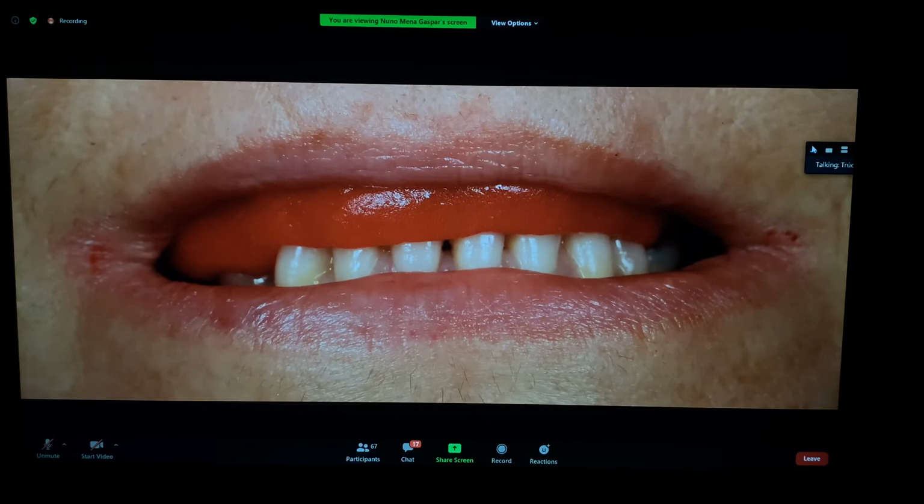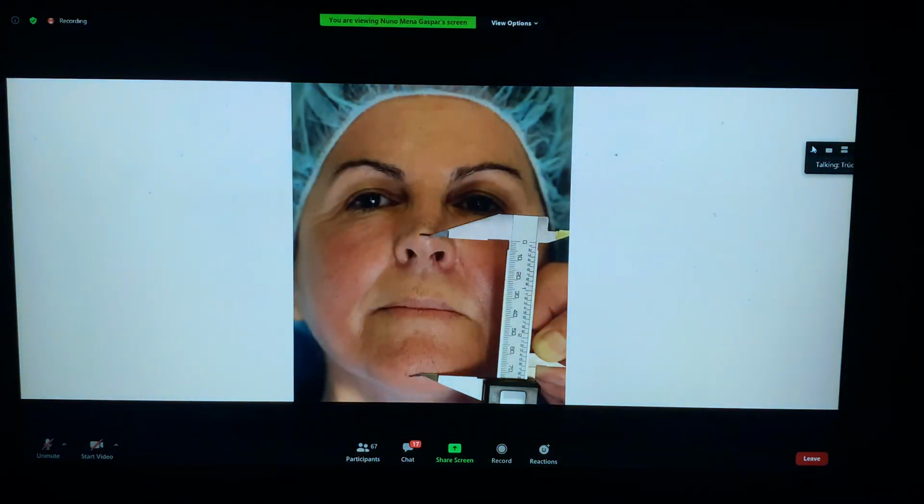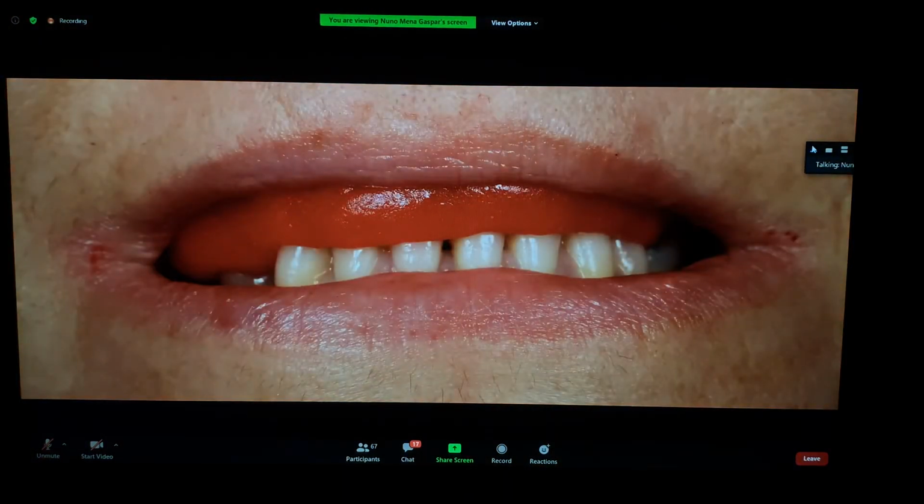Okay? This is like a jig. What is it? It's some resin I put to confirm that my prosthesis is placed.